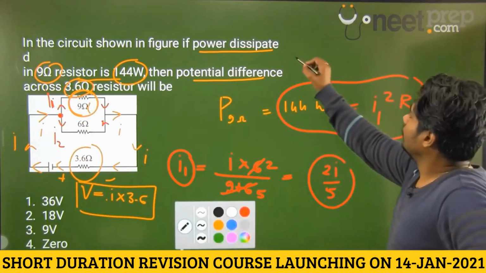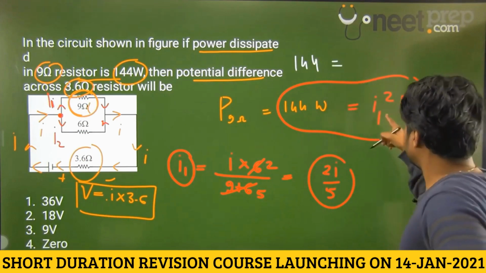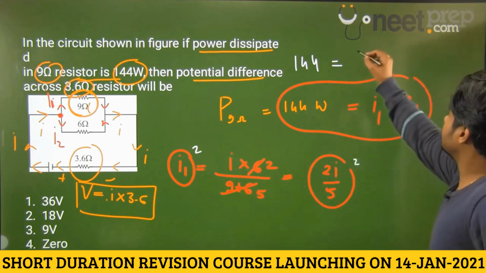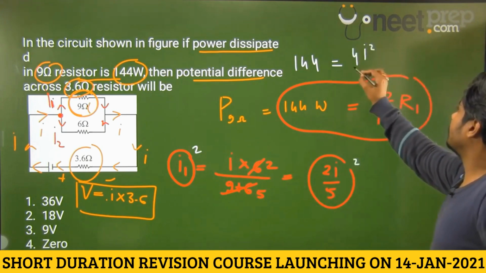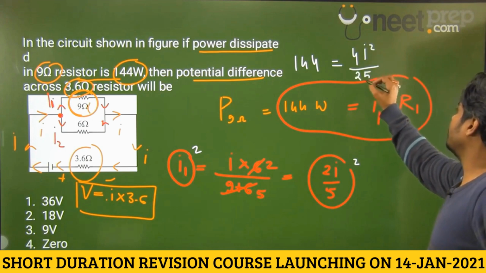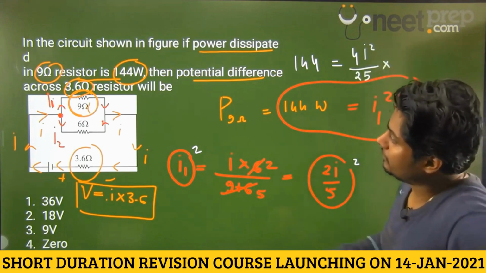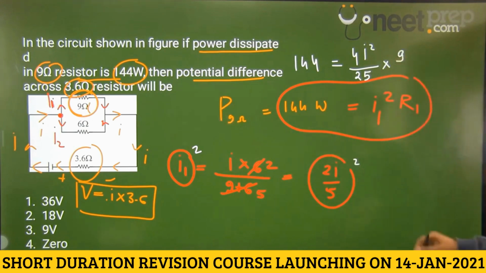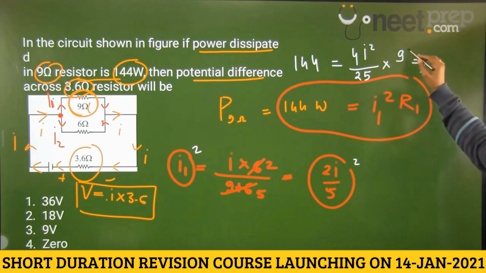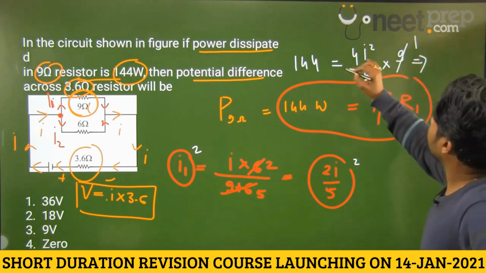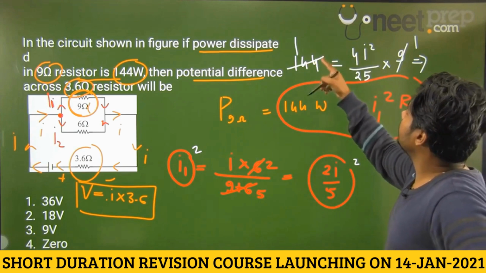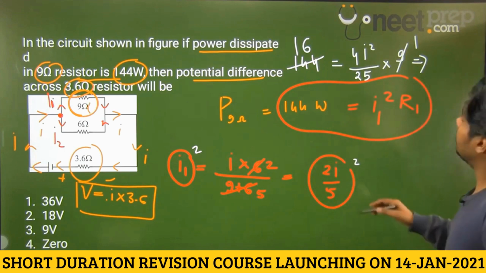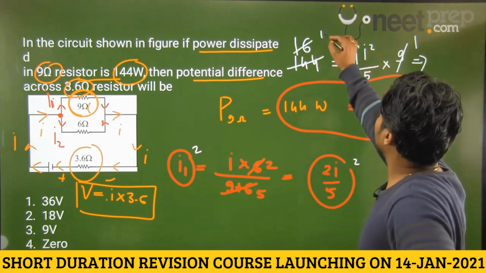So, basically 144 will be equal to I1 square. I1 square will be this square. So, that is 4 I square upon 25 times what is R1? 9 ohm into 9. So, to solve this from here, you can clearly see the 9 cancels, and this 9 goes 1, 5 and 9, 6 goes. Okay. And then again this 4 cancels.